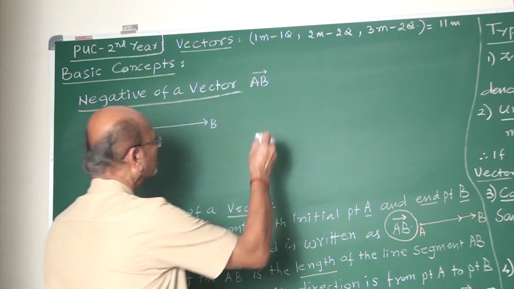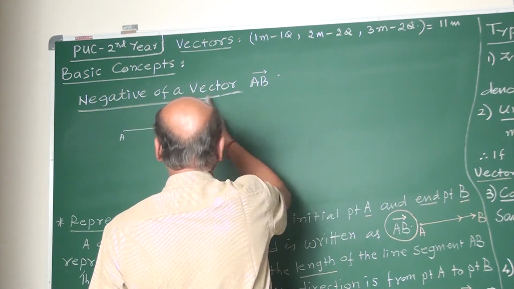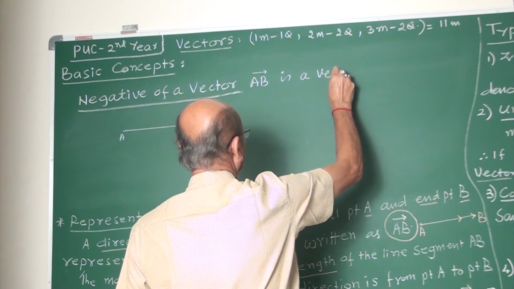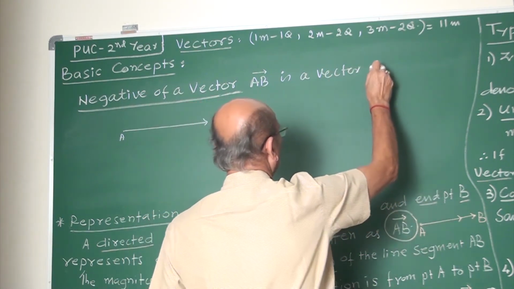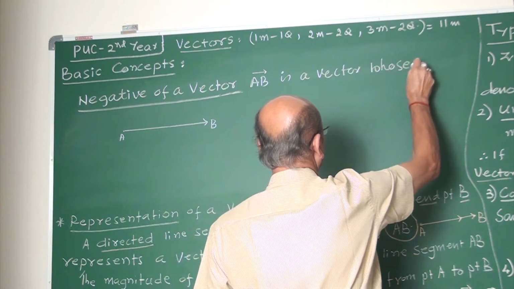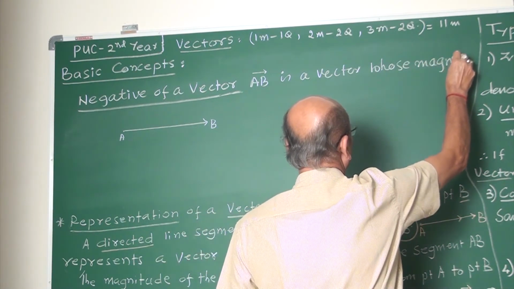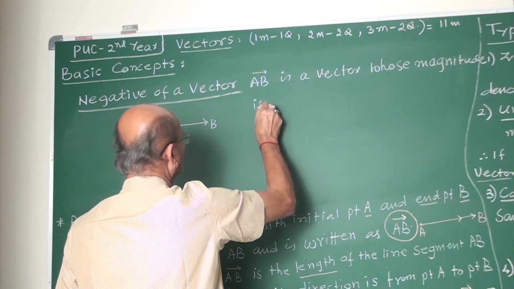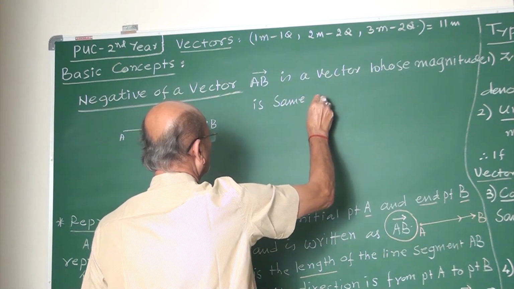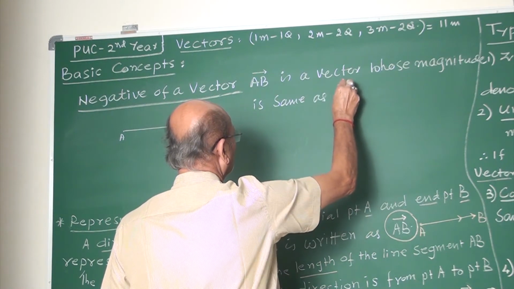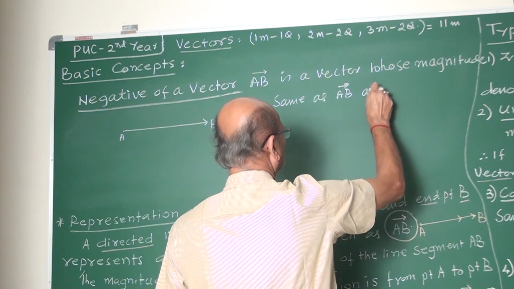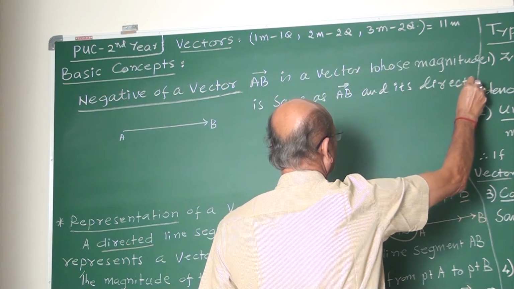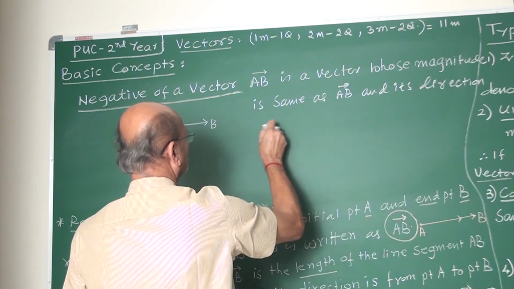The definition is: negative of the vector AB is a vector whose magnitude is the same as AB and direction is opposite.